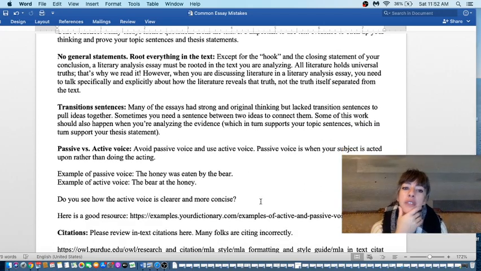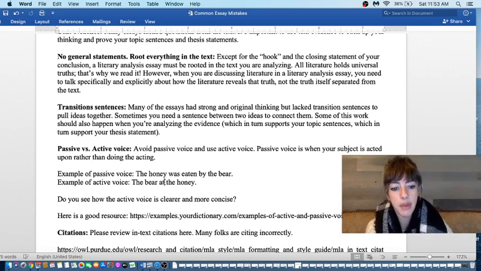All right, passive versus active voice. I actually didn't see a ton of this, but where I saw it, it was pretty obvious. So you want to avoid this. The problem with passive voice is that it removes the agency from your subject. Your subject becomes the thing in the sentence that is acted upon rather than the actor. And what I mean by that is this example. The honey was eaten by the bear. The bear ate the honey.